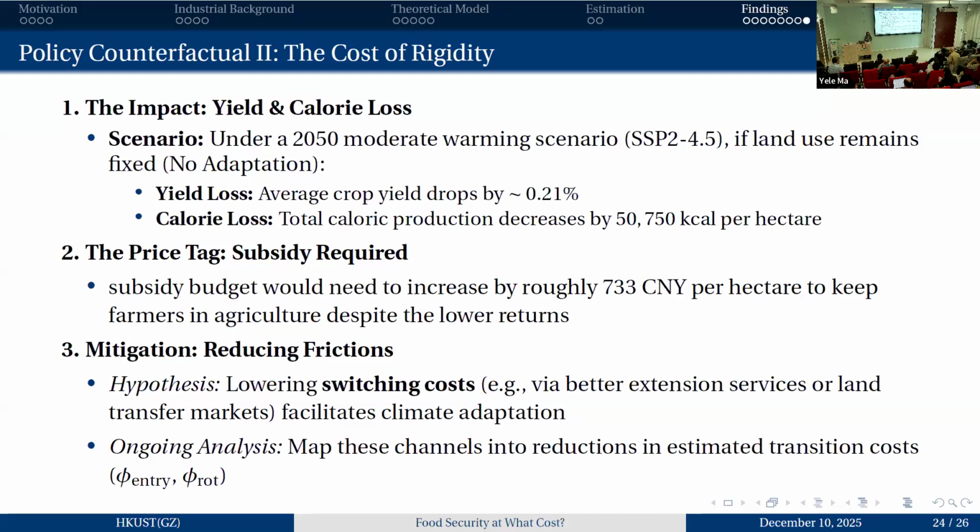Because there is literature about how we can actually lower the switching cost and make the overall agriculture more suitable to the future climate. However, we are still figuring out how to map this digital channel into our realistic estimated transition cost. Thank you very much.